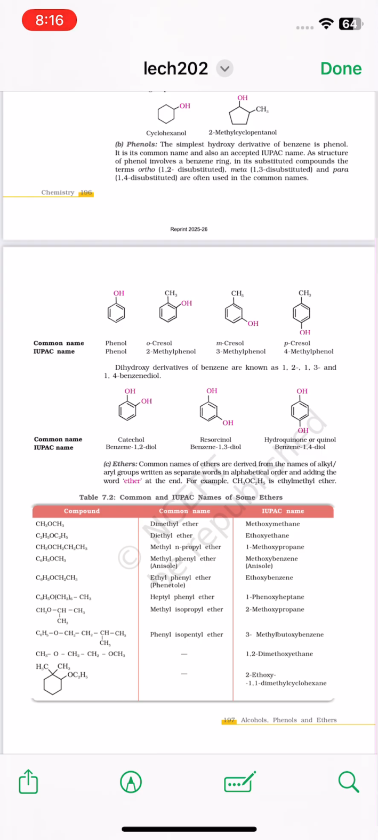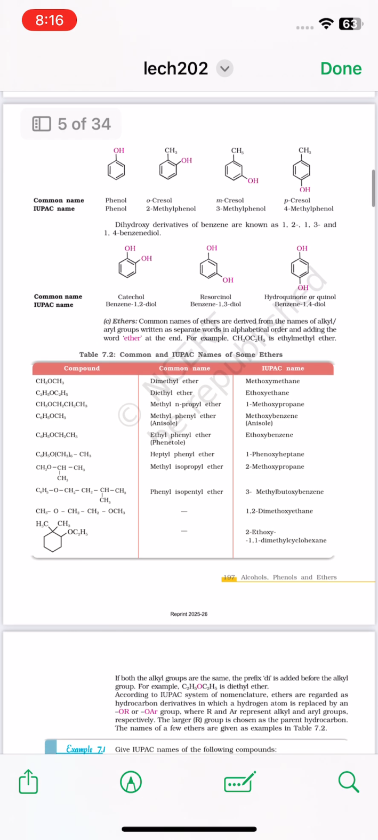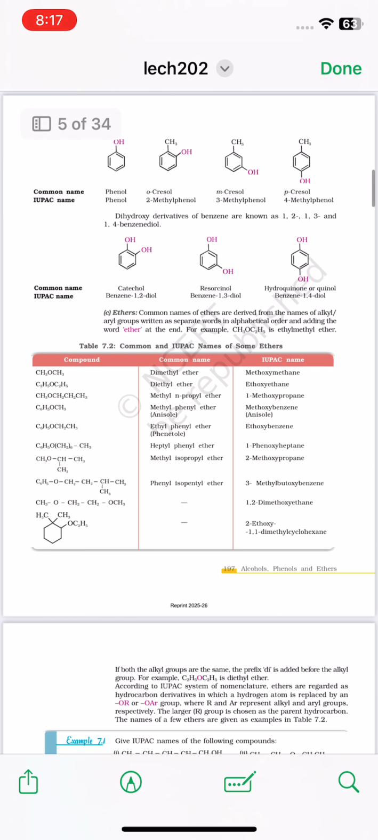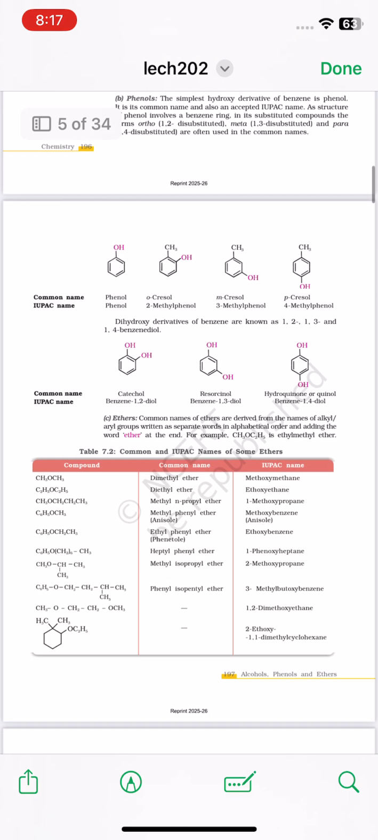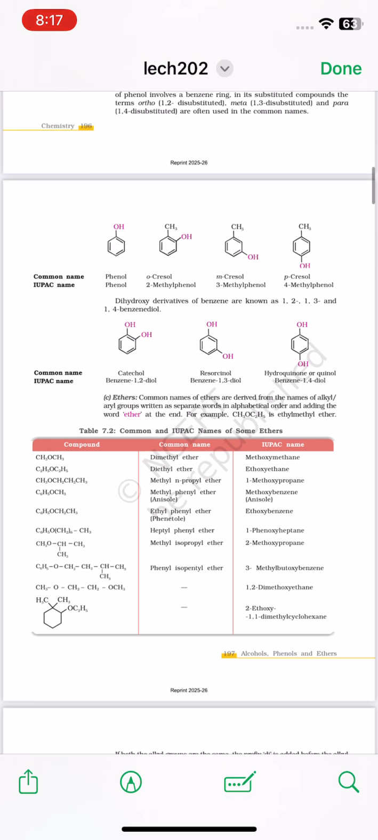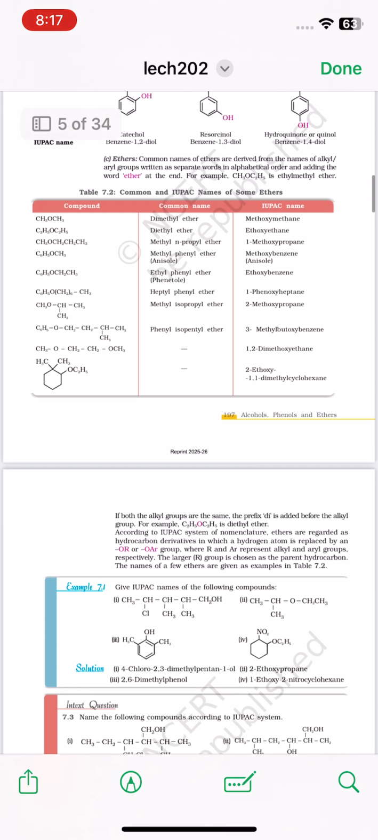Dihydroxy derivatives of benzene are known as 1,2-, 1,3- and 1,4-benzenediol. Ethers. Common names of ethers are derived from the names of alkyl/aryl groups written as separate words in alphabetical order, and adding the word ether at the end. For example, CH3OC2H5 is ethyl methyl ether.